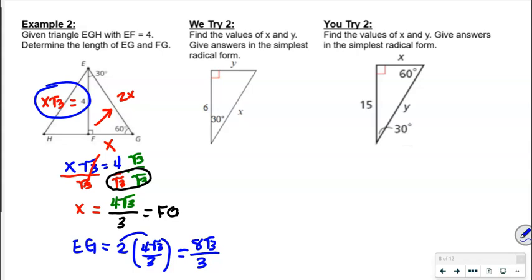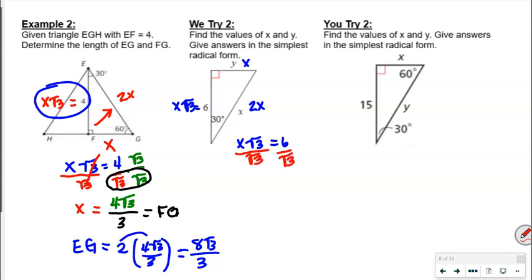All right. I encourage you guys to pause the video here, see if you can do these next two, because you really need to practice this concept, okay? I'm going to go ahead and do the next one. So here again, this is going to be my x, this is going to be my 2x, this is going to be my x square root of 3. Notice there's my equation right there that we're going to solve for, right? So x square root of 3 is going to be equal to 6. Again, divide both sides by my square root of 3.